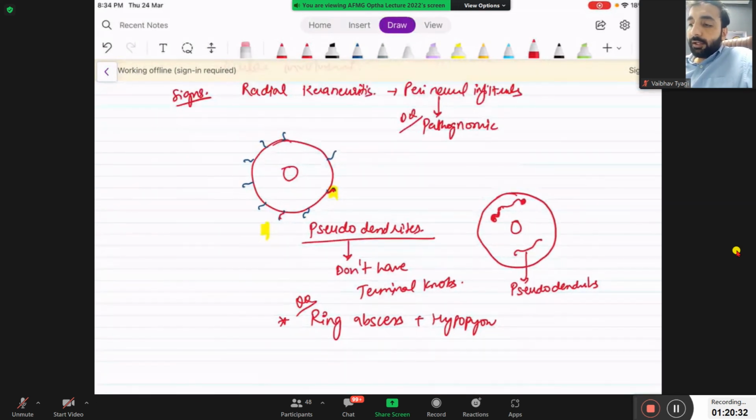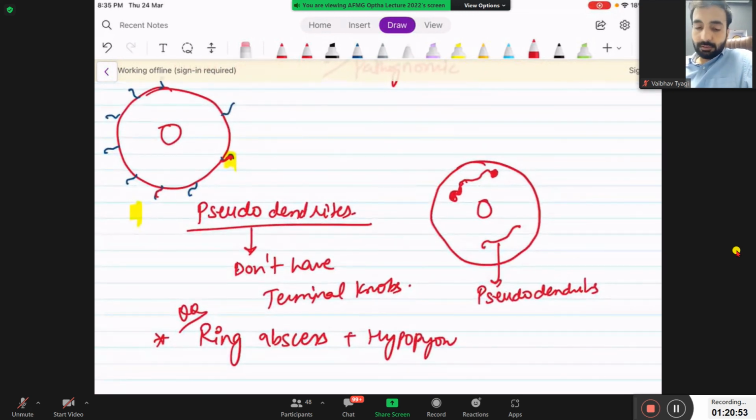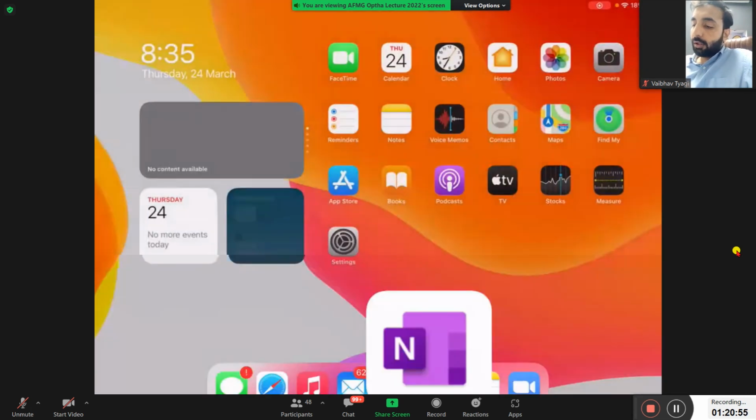So important signs are radial keratoneuritis and pseudodendrites. Why pseudo? Because pseudo means false. Why are they false dendrites? Because they don't have terminal knobs, like true dendrites. True dendrites have knobs. Pseudodendrites don't have any terminal knobs and buds. The third important sign is ring abscess with hypopyon.